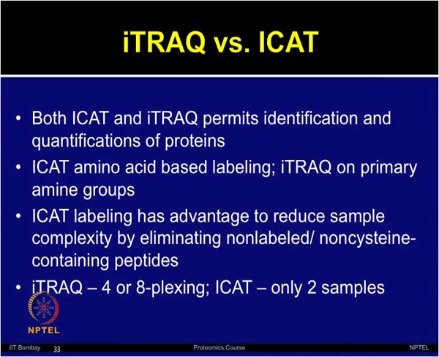For example, if you want to compare various stages of tumor progression simultaneously, from the normal to the precancerous and cancerous stage, iTRAQ is a good system which can be used. If you want to look at different developmental stages of an organism, again iTRAQ is a good way to do that, because multiplexing is not possible by using ICAT. So, iTRAQ definitely has other advantages.